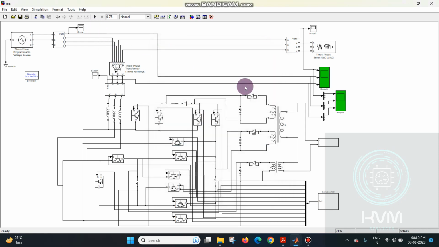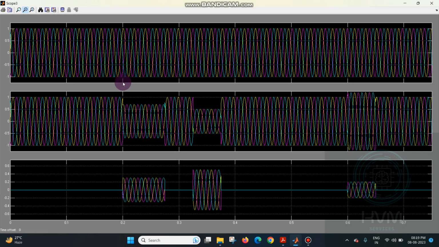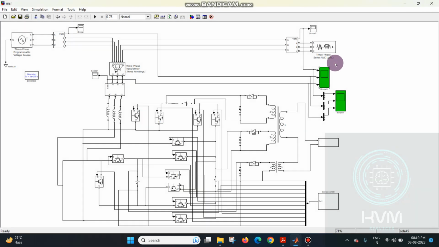After the completion of the simulation, you can observe like this. This is the 0.7 magnitude and 0.5 sag. This is the 1.2 swell condition. This is the output voltage. Whenever the sags and swell are present in the waveform, by using the multi-level inverter with the help of the dynamic voltage restorer, we can provide a constant voltage magnitude to the load.